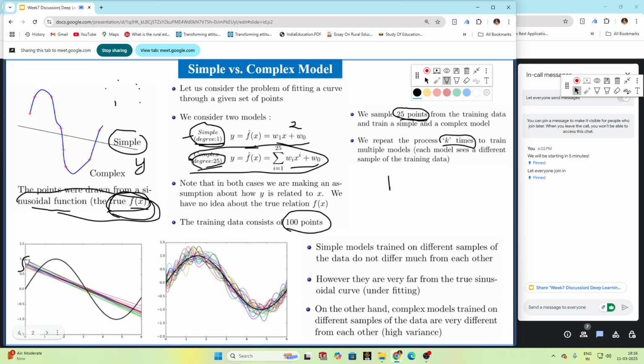Second observation: if I compare a single model but with different training instances, for the simple model these different color lines, simple degree functions, are very close to each other. But in case of the complex function, they are very far away from each other. So this is the difference between the simple model versus the complex model.